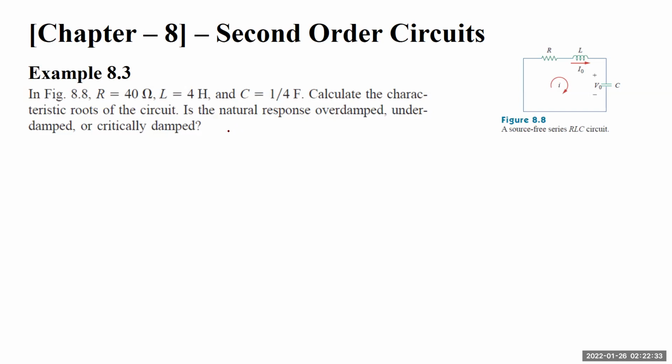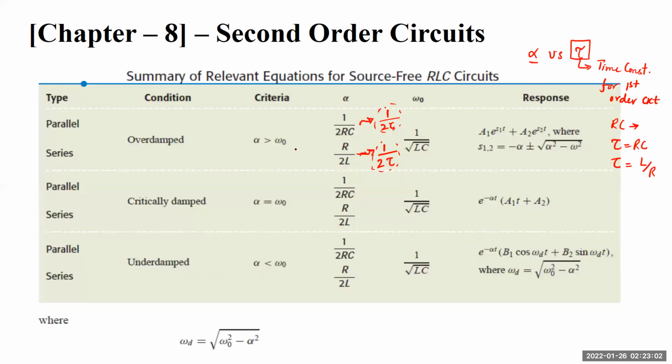For the first example, example 8.3 of your textbook, it says that in figure 8.8, this is the figure, the resistance is 40 ohms, the inductance is 4 henry, and the capacitance is 1 by 4 farad. Calculate the characteristic roots for the circuit. Is the natural response overdamped, underdamped, or critically damped? So first of all, for a series RLC circuit, our alpha is R by 2L, and our omega naught is the square root of 1 by LC.